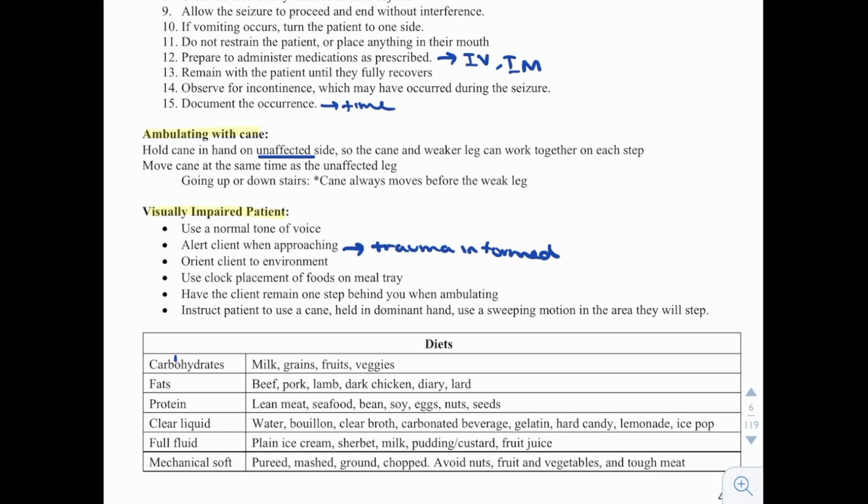Let them know where things are. If they have a meal tray, you can do things like use clock placement for the food on the tray. So, at 1 o'clock you have your orange juice. At 3 o'clock there's an apple. You can do it like that.